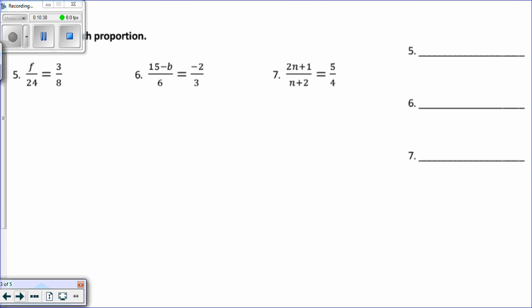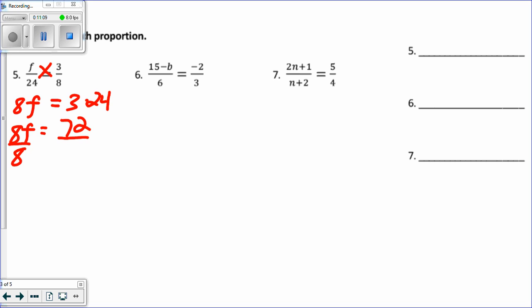All right, so next page. For 5 through 7, we're going to focus on cross multiplying. So we call that cross products. So you're going to cross multiply. So I get 8F is equal to 3 times 24. So that means 8F is equal to 72. I divide both sides by 8, and I get that F is equal to 9.